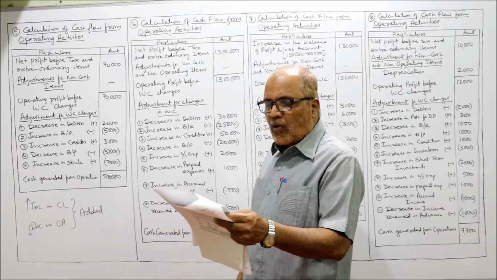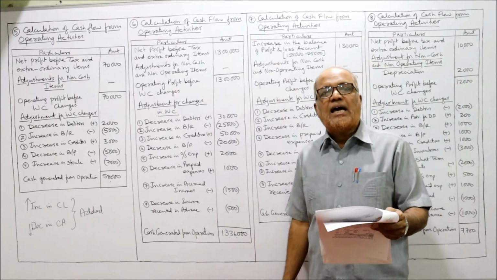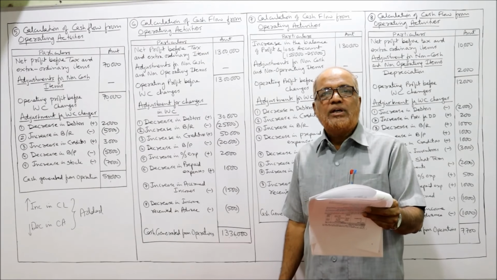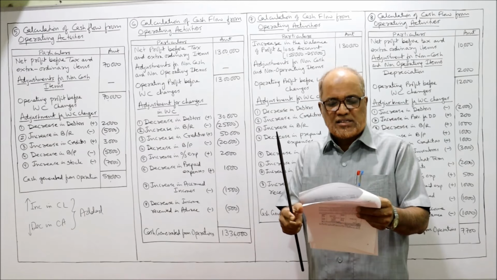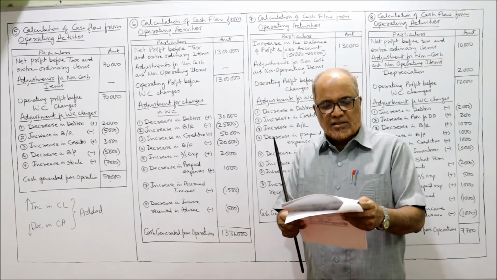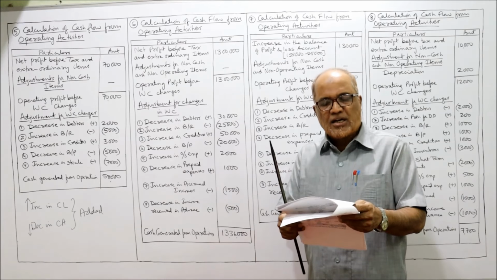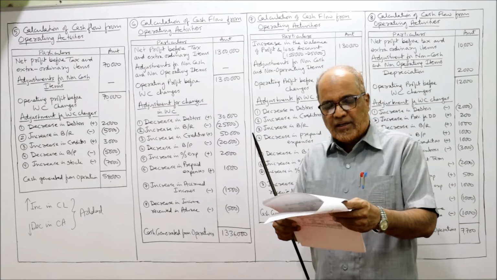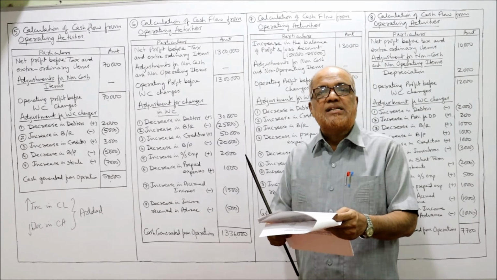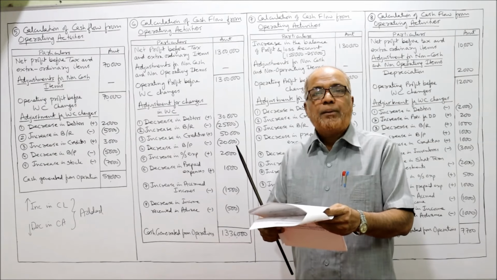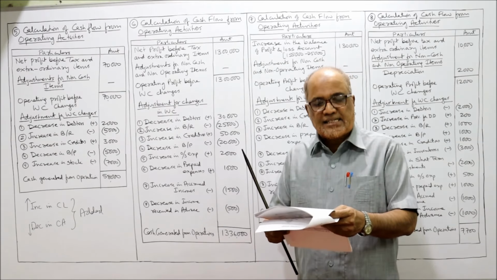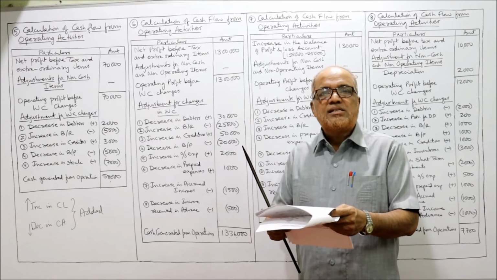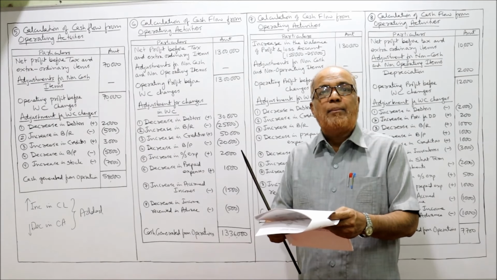Sixth problem. From the following, calculate cash from operating activities, just like the previous problem. During the year 1992, so we are given two years of data, 1991 and 1992. Current year is 92. Debtor, current asset. Bills receivable, current asset. Creditors, current liability. Bills payable, current liability. Outstanding expenses, current liability. Prepaid expenses, current asset. Accrued income, current asset. Income received in advance, current liability.